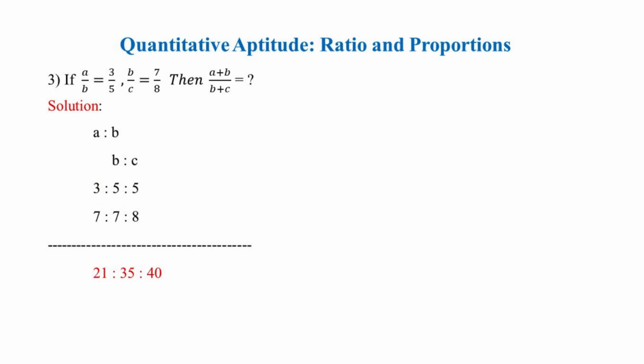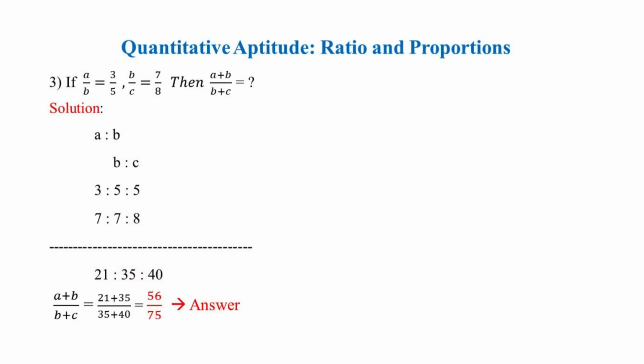Then after multiplying, they are asking A plus B divided by B plus C ratio. So A value is 21 now, B value is 35, divided by B value 35 plus C value 40. 21 plus 35 is 56. Then we have 35 plus 40, which gives us 75. That is the final answer.